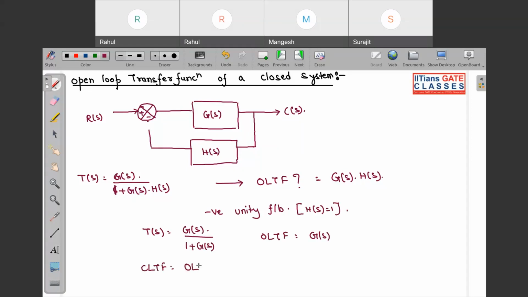So CLTF is equal to OLTF, if you write it from these two equations. This is very simple. I have just explained it. I know you people know this, but still, okay.